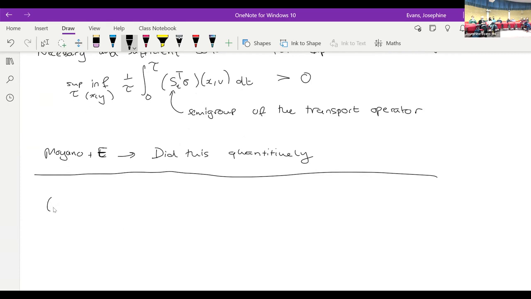So we have two unknowns, u of x and v of x. x is in the torus of length 2 pi. So u is the density of particles.